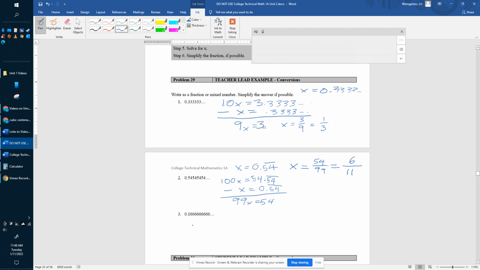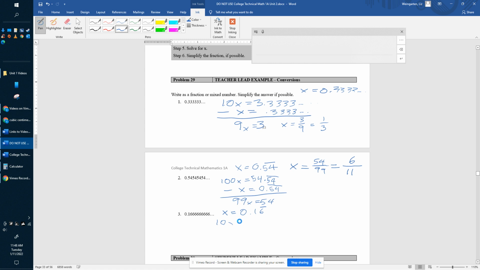How about 0.1666666 repeating? Now this one throws in a little bit of a curveball because we have a 1 here, but we only have one digit repeating afterwards. We only have one digit repeating, so we can still just multiply it by 10. So let's set x equal to 0.16 repeating.